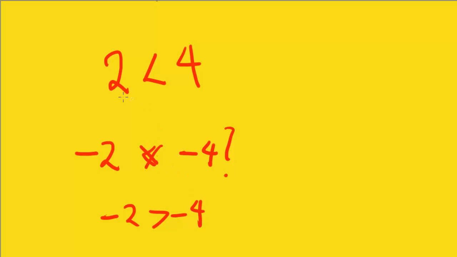So if initially we had 2 less than 4, and we multiply through by a negative number, you have to change the sign to the opposite sign. So less than goes to greater than. If you had less than or equal to, it will go to greater than or equal to. If you had greater than, it will go to less than. And if you don't believe that -2 is greater than -4, consider the number line.